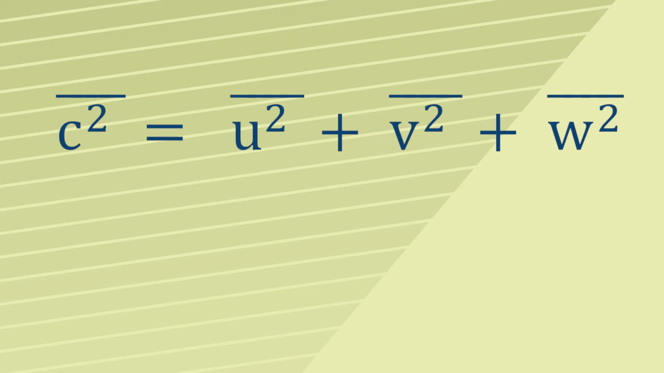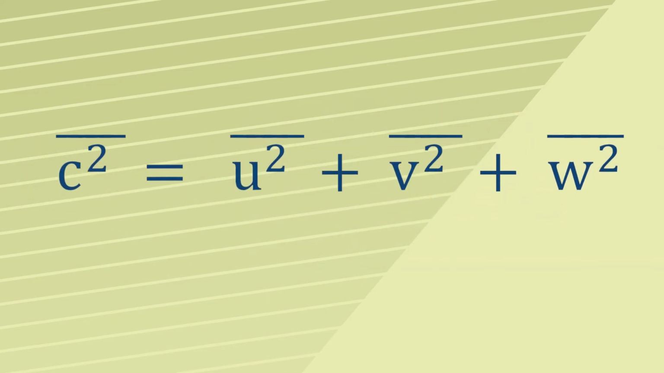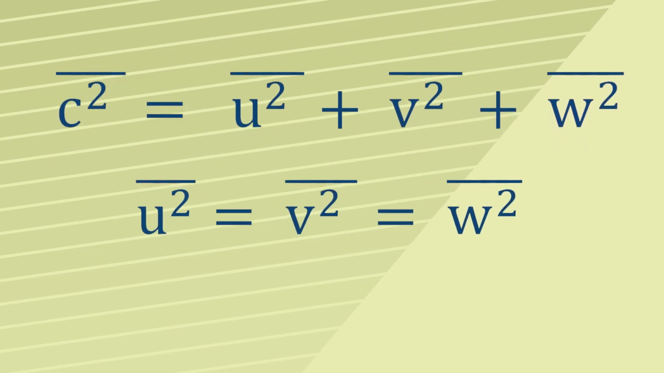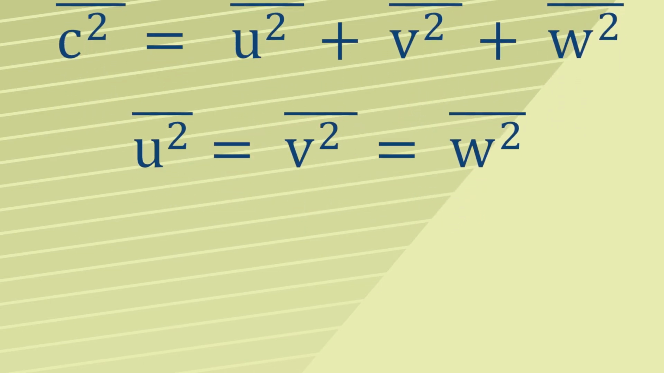And it's also true to say that the mean square speed is going to be equal to the mean square speed in the x direction plus the mean square speed in the y direction plus the mean square speed in the z direction. So far, it has been a little talked about fact that N is absolutely flipping enormous. And because of that, we can make some wonderfully useful approximations. In this case, that the mean square speed in all 3 directions is going to be the same.